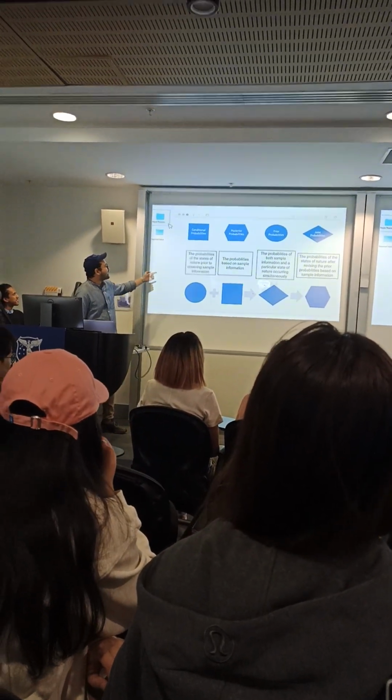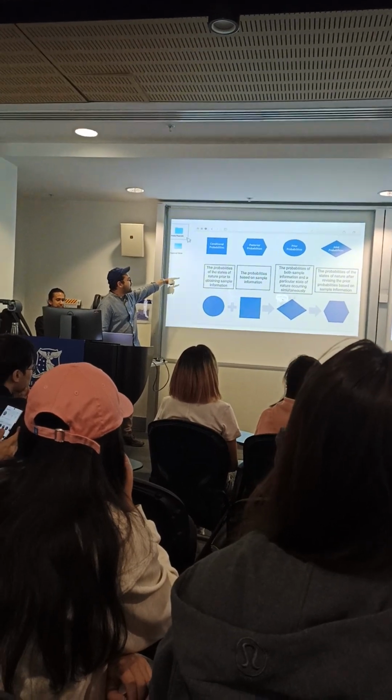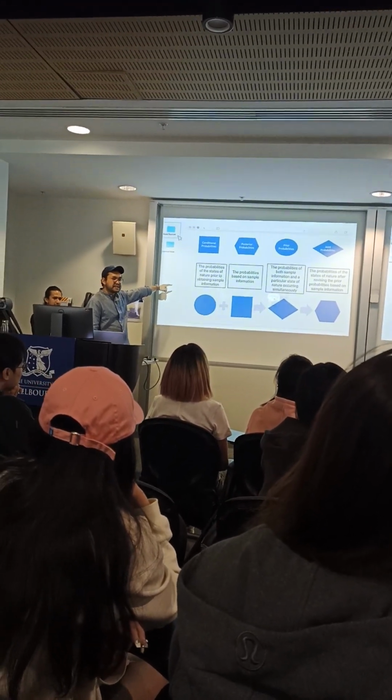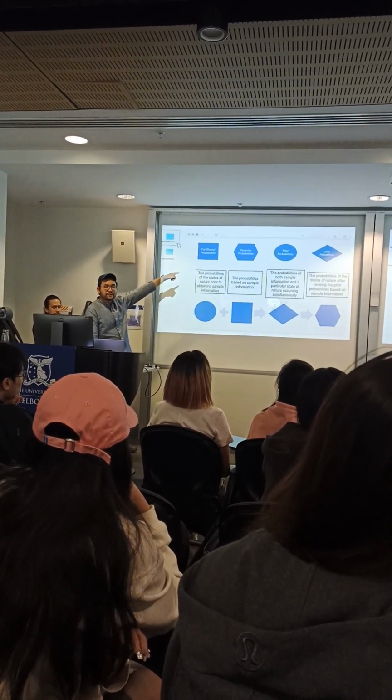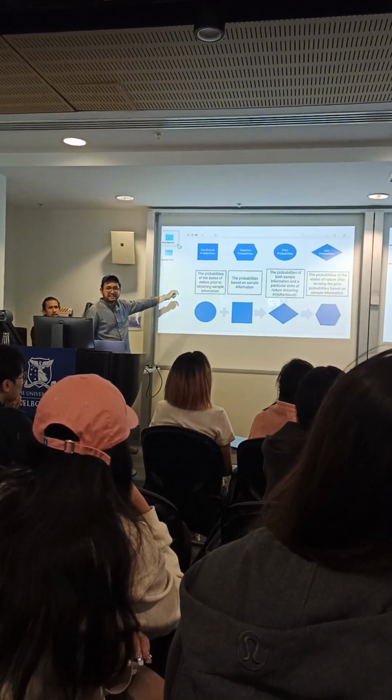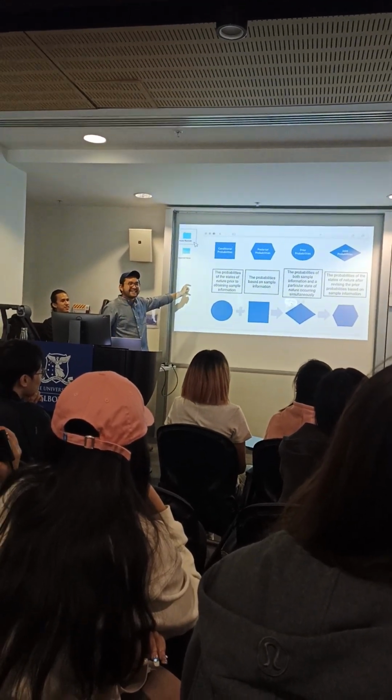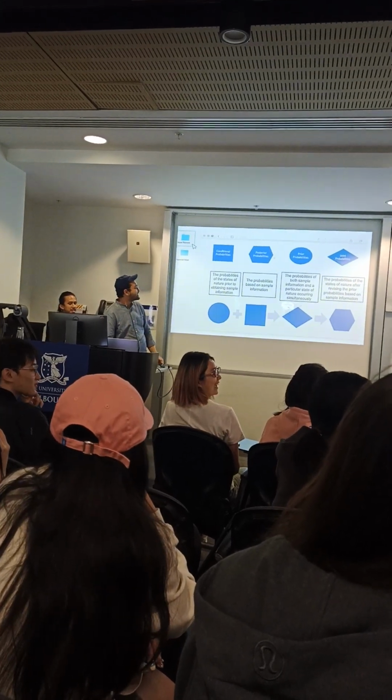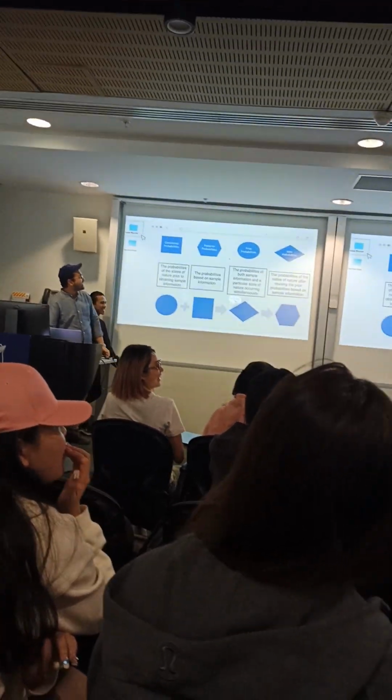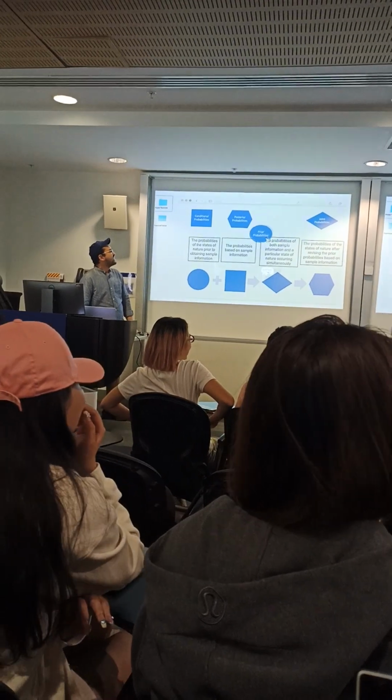Okay, so let's start with the first one. The probabilities of the state of nature prior to obtaining sample information. Which one among those 4 probabilities? Chocolate one? Yes, prior probabilities. Prior probabilities, yes, correct. Yay. And you got the chocolate.